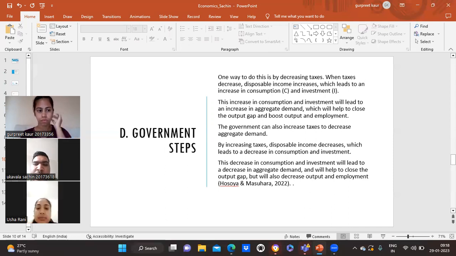output and employment. The government can also increase the tax to decrease aggregate demand. By increasing the tax, disposable income decreases, which leads to a decrease in consumption and investment. This decrease in consumption and investment will lead to a decrease in aggregate demand and will help to close the output gap, but will also decrease the output and employment.